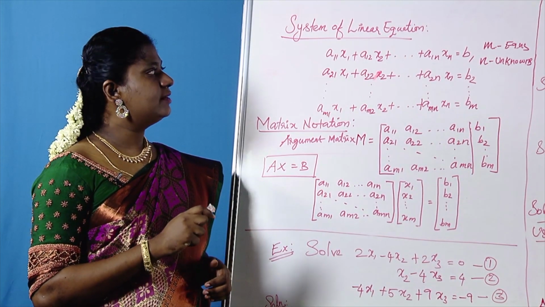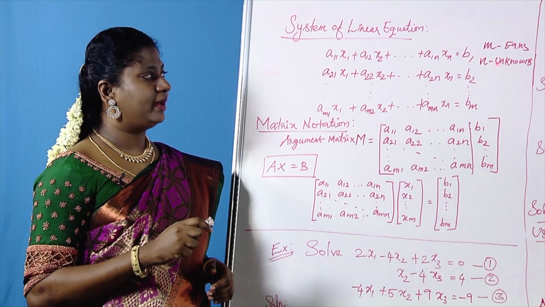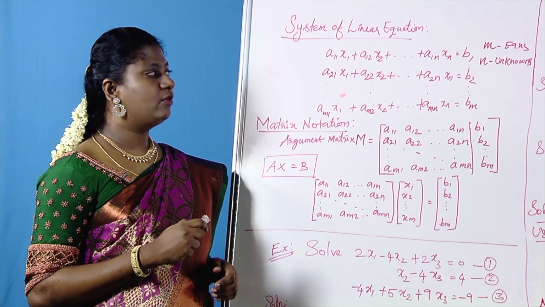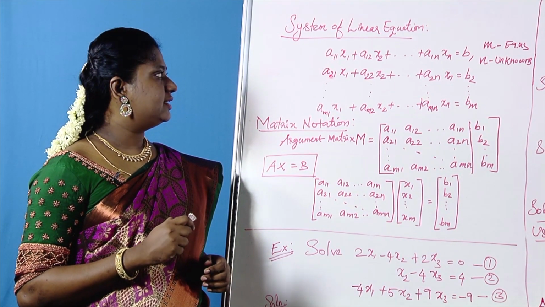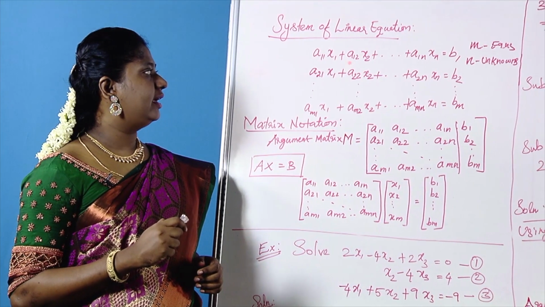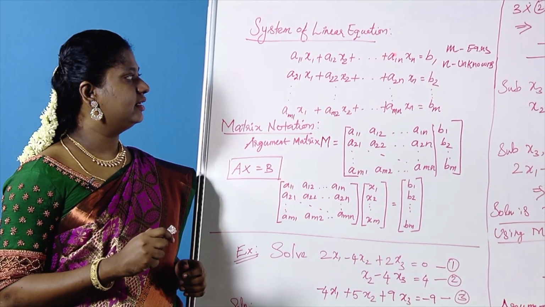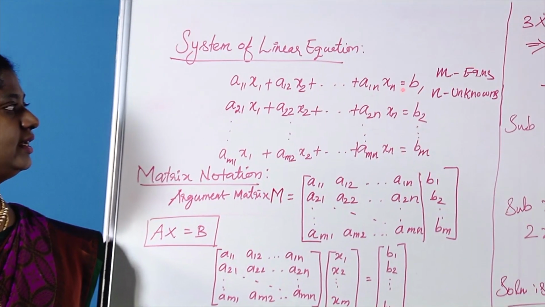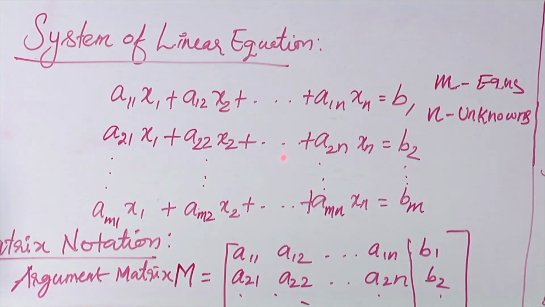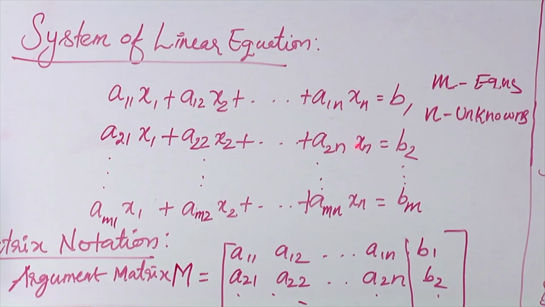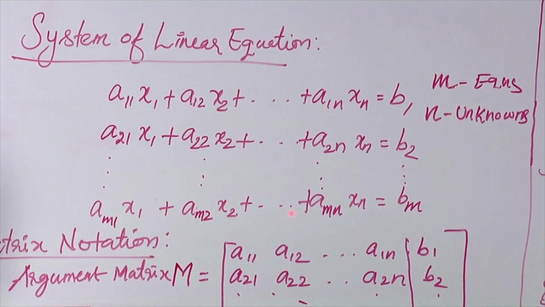Now we have a system of linear equations here, m equations in n unknowns. As we have already seen, this has a general form and can be put together like this, that is a11x1 plus a12x2 plus etc. plus a1nxn is equal to b1, a21x1 plus a22x2 plus etc. plus a2nxn is equal to b2, and then the last equation is am1x1 plus am2x2 plus etc. plus amnxn is equal to bm.